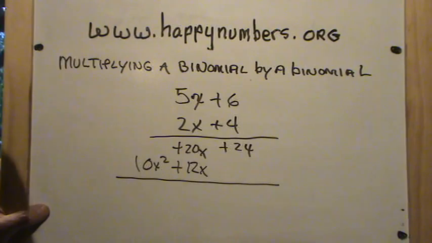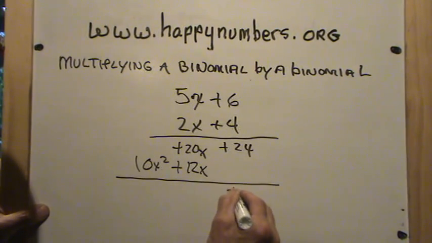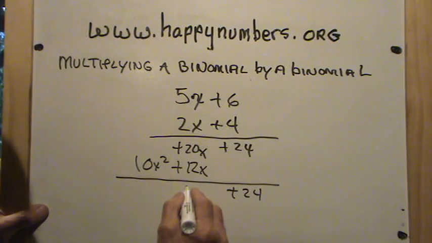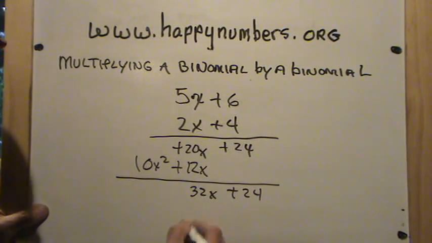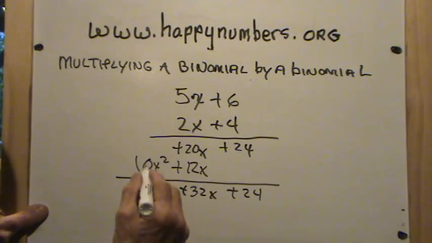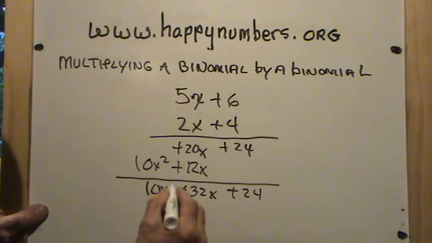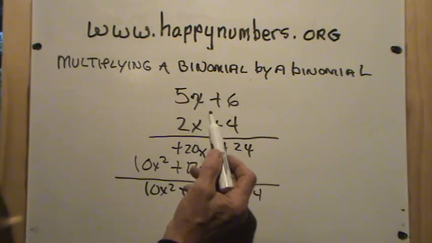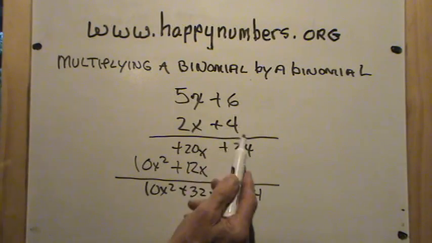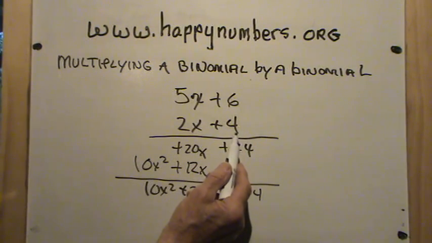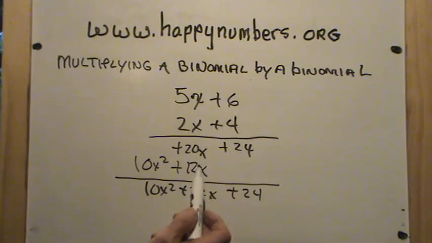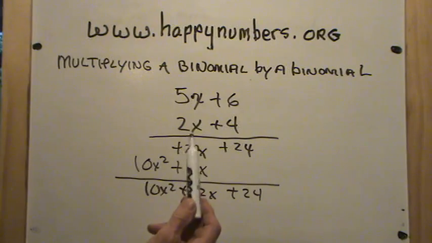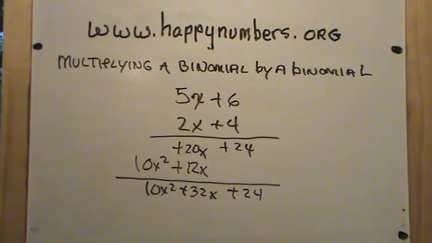And now I combine terms. 24 and nothing gives me 24. 20x plus 12x gives me positive 32x, and then 10x squared and nothing gives me 10x squared. Again, very simple. I multiply the top binomial by the first term in the bottom binomial, and that gives us this. And then I multiply the top binomial by the second term, and that gives us this. And then we combine our terms.